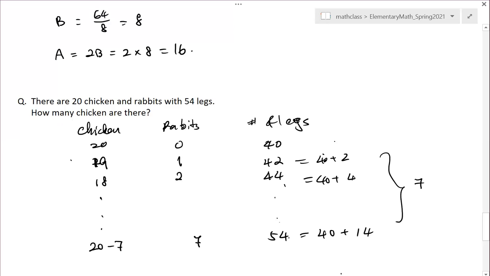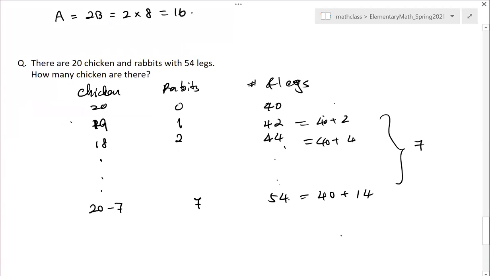Okay? So that's why if you have 13 chickens and 7 rabbits, then the number of legs will be 54. Just double check again. Okay? That's one way to do it.